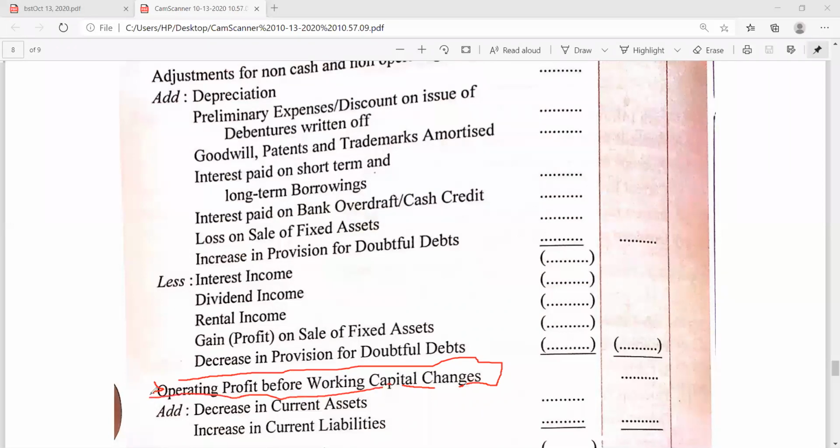Please highlight this point in your book as well. What we get is operating profit, and which type of operating profit? Before working capital changes. You will find this operating profit before working capital changes here. Let me clear the drawing first, then I'll use the mouse again and continue. See, now you got this operating profit before working capital changes.